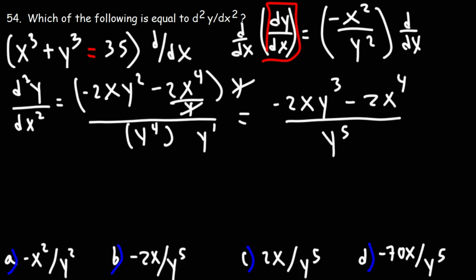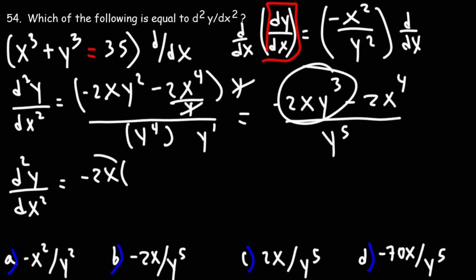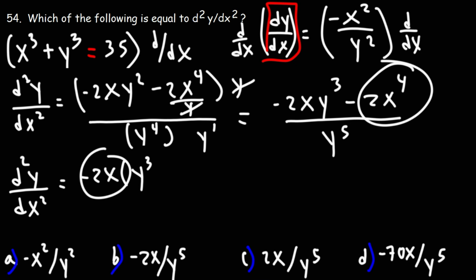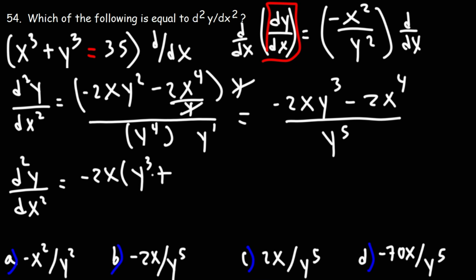Now, what I'm going to do at this point is factor the GCF in the numerator. So I'm going to take out a negative 2x. Negative 2x y cubed divided by negative 2x, we're just going to get y cubed. Negative 2x to the 4 divided by negative 2x, that's positive x cubed.